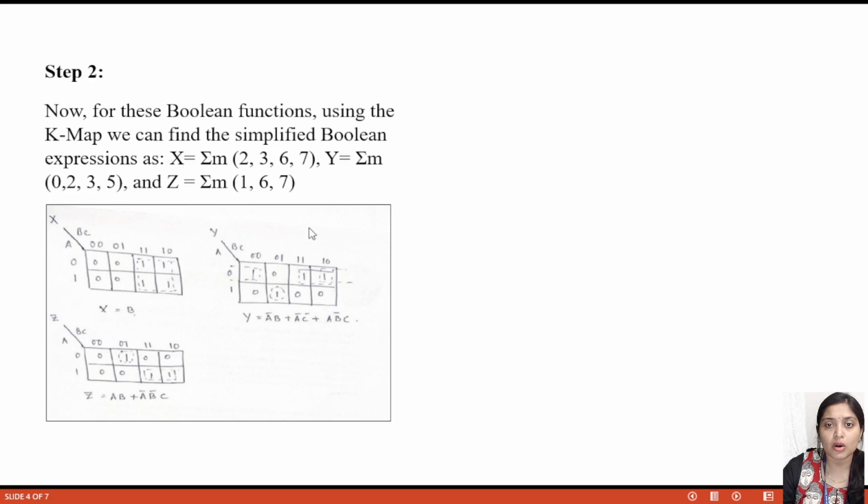Similarly for y, at positions 0, 2, 3, 5 there are 1s. This 1 and 1 will make a pair, and this one will make another pair, and there is a single one. In this way the final y is a bar b plus a bar c bar plus a b bar c. Similarly z we also find: a b plus a bar b bar c. Now we have to design the circuit. This is step 3.